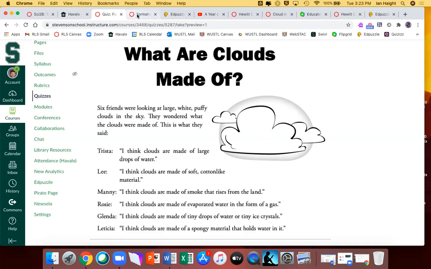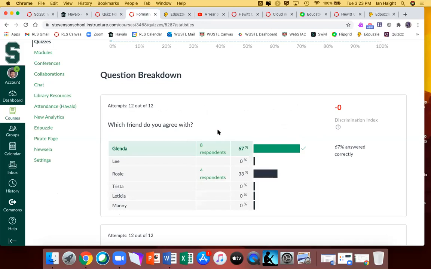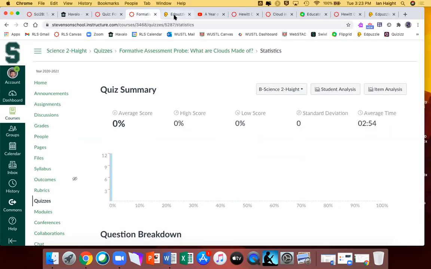Again, this is what we're going to be exploring today. So again, don't panic if you got that wrong. Point is to grade for completion, not for correctness.